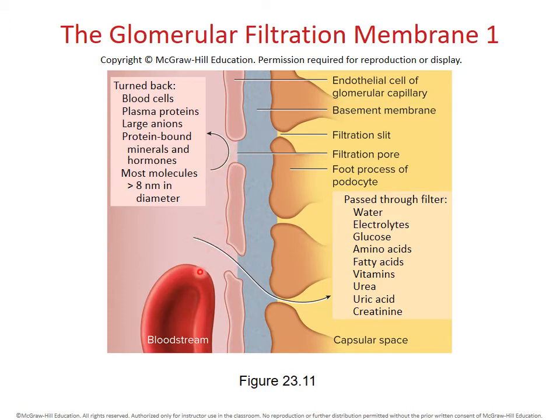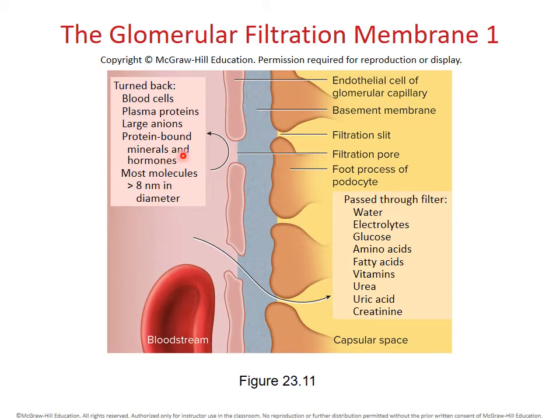These pores, though, as you can see by this to scale diagram, are not large enough, generally speaking, to allow any blood cells to pass through. So if you do find blood cells in the urine, it's often indicative of some kind of damage to the filtration membrane, which doesn't normally allow blood cells to pass through.